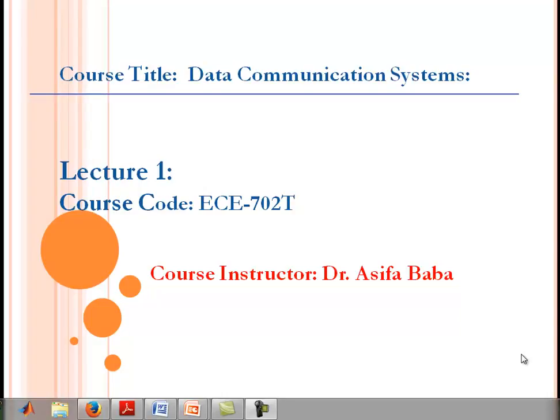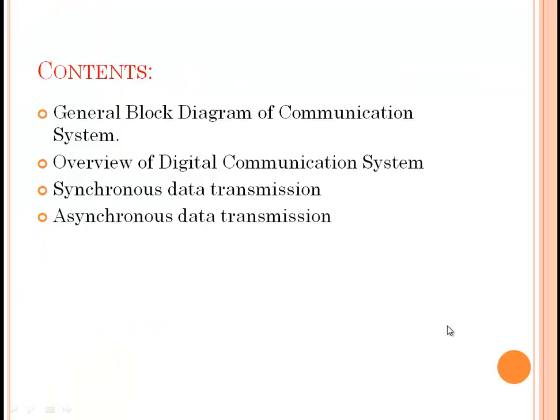Hello, this is the first lecture of my video series for the paper Data Communication Systems bearing course code ECE 702T. This is the course for the 7th semester students. The contents I am going to discuss here are the basic block diagram of the communication system, an overview of digital communication system, and then synchronous data transmission and asynchronous data transmission.